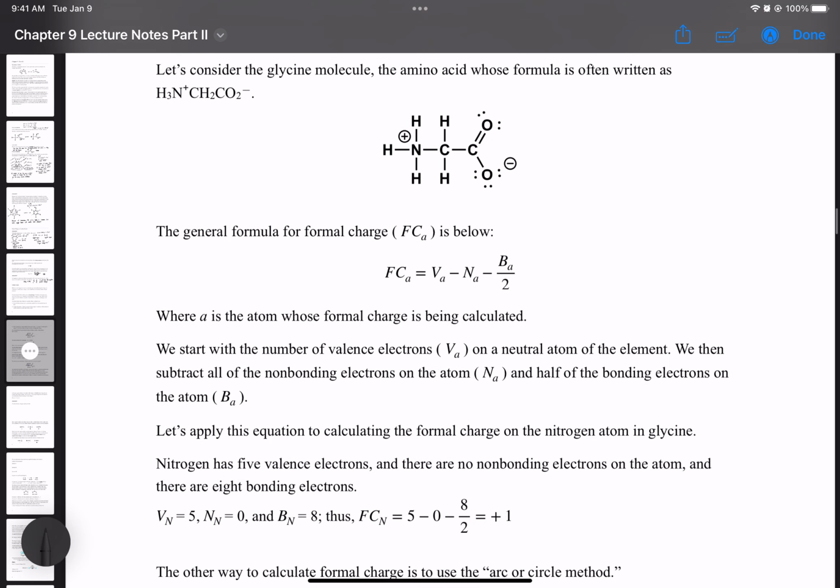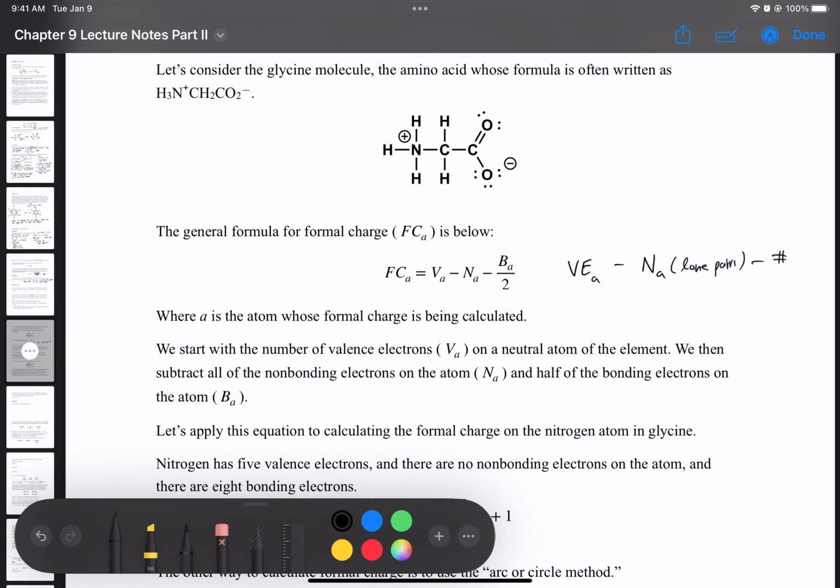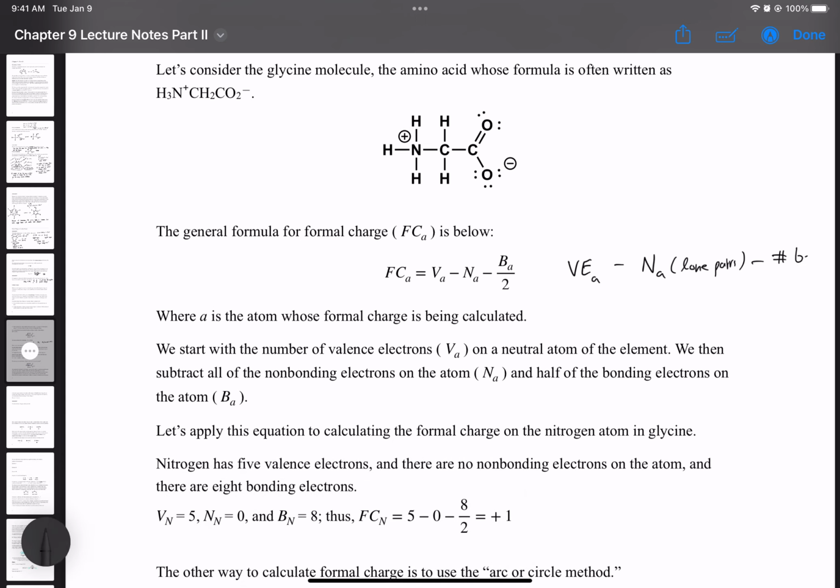So there's another way to put it. You could do valence electrons of a neutral element minus the number of electrons as lone pairs, minus the number of bonds. The number of bonds refers to how many bonds that atom is involved in, okay? So that's another way to view the formal charge.